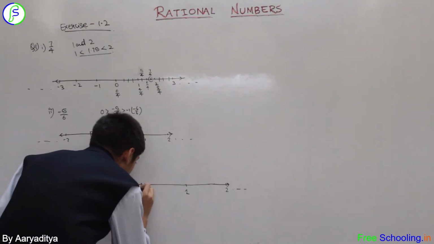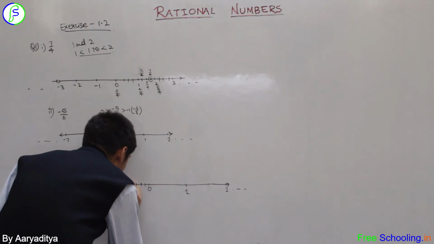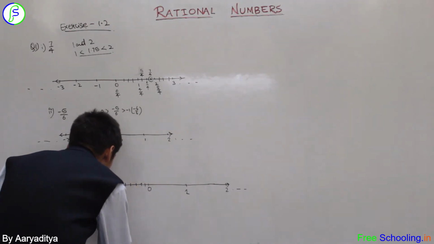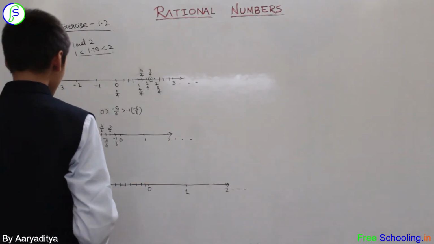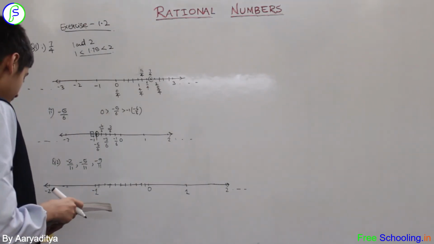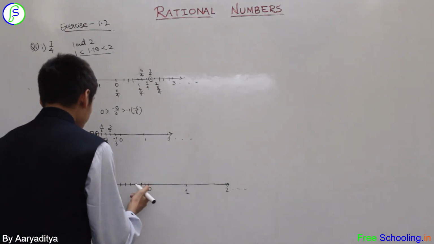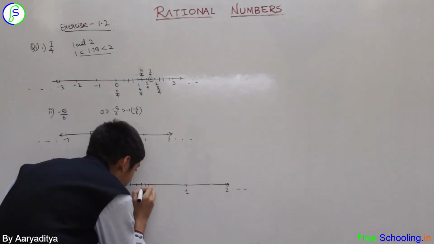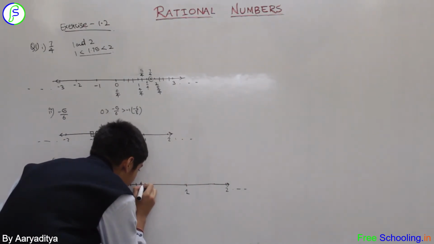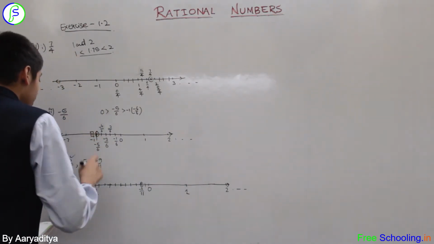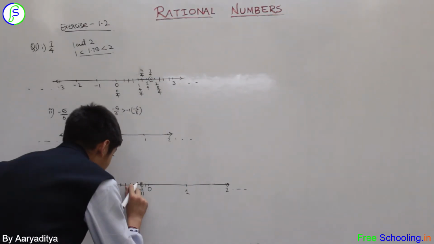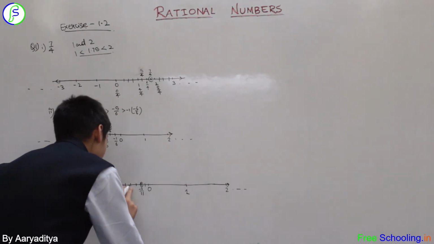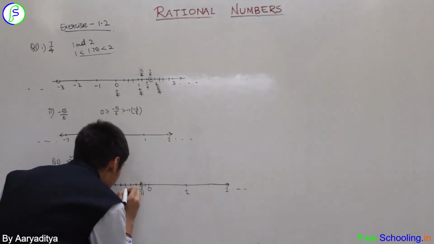1, 2, 3, 4, 5, 6, 7, 8, 9, 10. There I go. The first one I got is minus 1 by 11. That is not required. Then I go to minus 2 by 11. There it is, minus 2 by 11, the first one. Then I move on to minus 3 by 11, not required. Minus 4 by 11, not required.